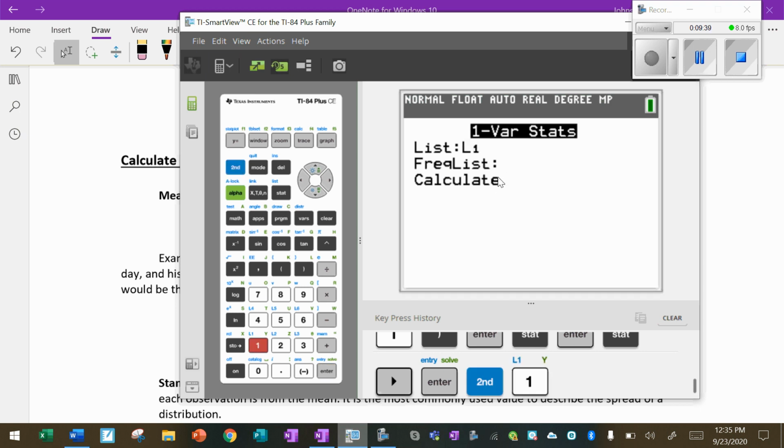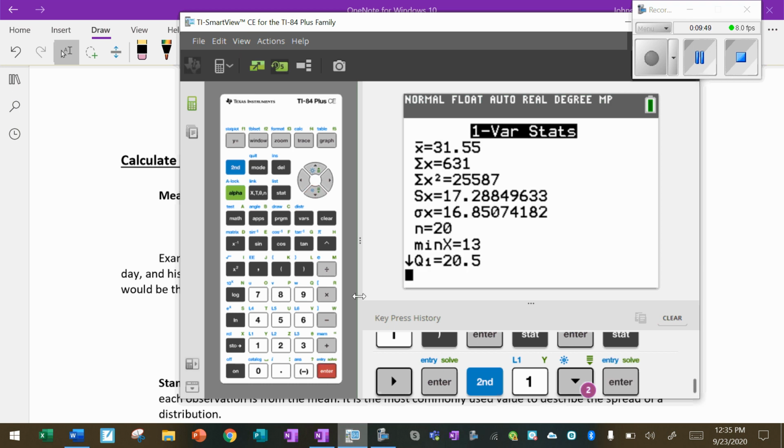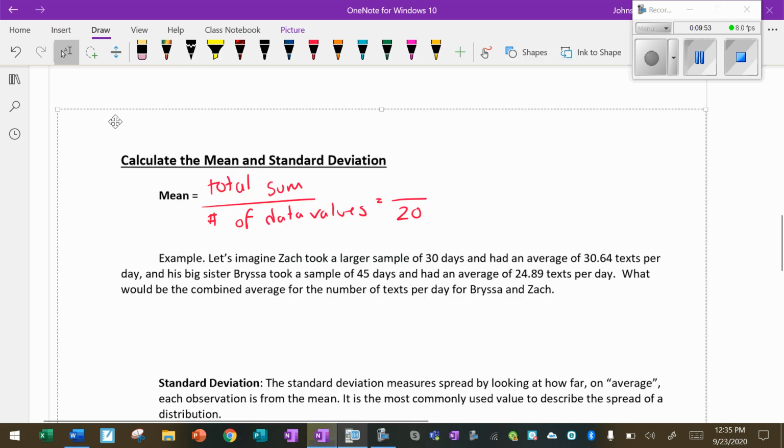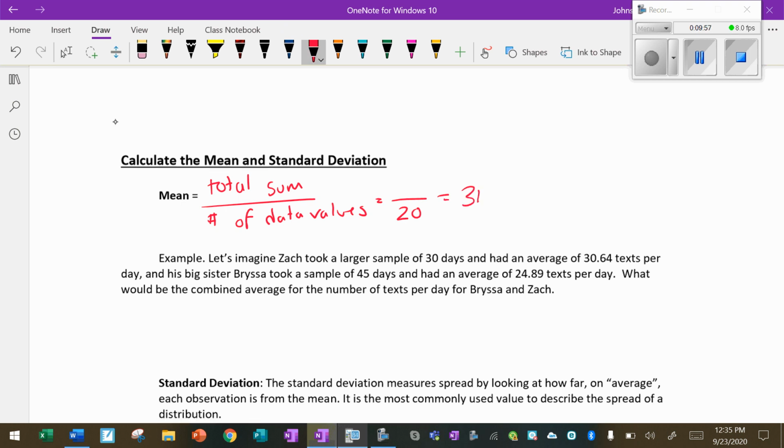We don't have a frequency list, so we're going to leave that blank like we did the other day. Well, remember with the dice, we had a frequency list. We don't have that now. So we're just going to hit Calculate and hit Enter, and X bar is 31.55. So that means that our average is 31.55.